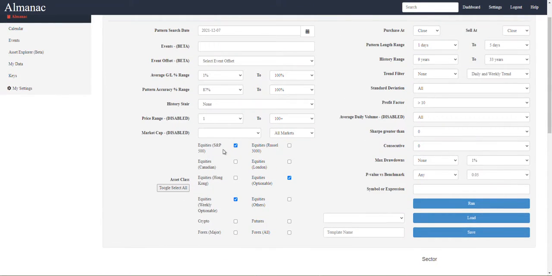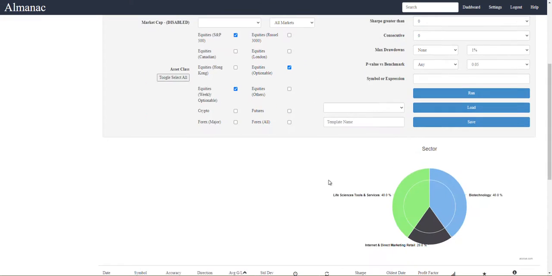I want to trade only S&P 500 and anything with options. And I want it to have an average gain above 1% with an accuracy of 87. I want it to be a close-to-close trade with a pattern length range of 1 to 5 days and a history range of 9 to 33 years. I want my profit factor to be above 10, so it's giving me decent probabilities of success and profit factors. I could also change the p-value, and I could do Sharpe ratio, or I could just filter by them.